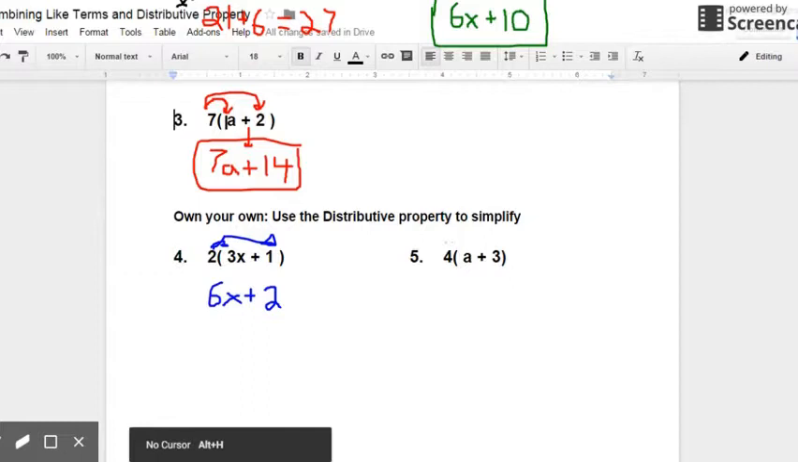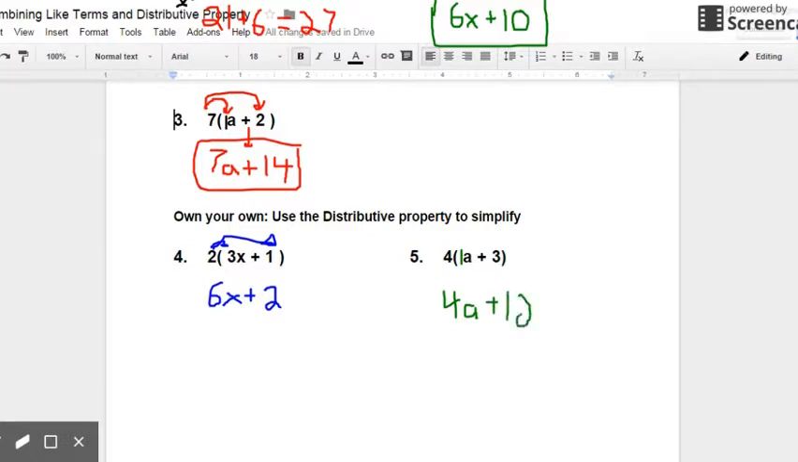For the next one, remember there's a 1 sitting here. So 4 times 1 is 4a. Bring down the plus sign. 4 times 3 is 12. All right, so those are your 2 answers.